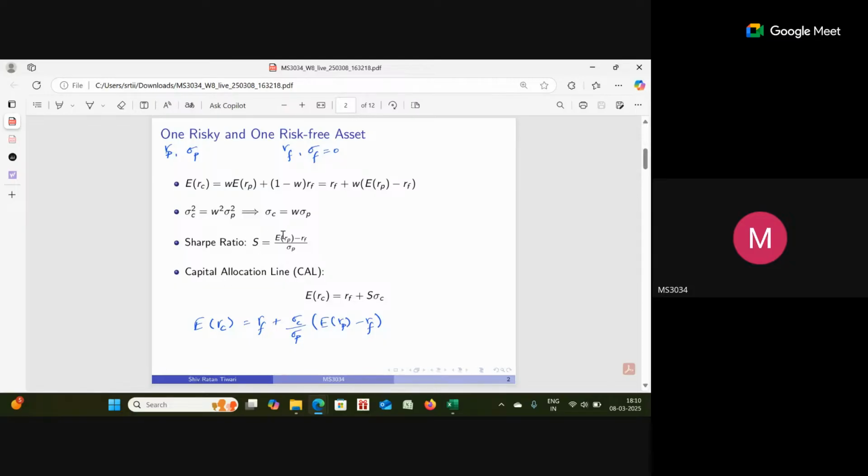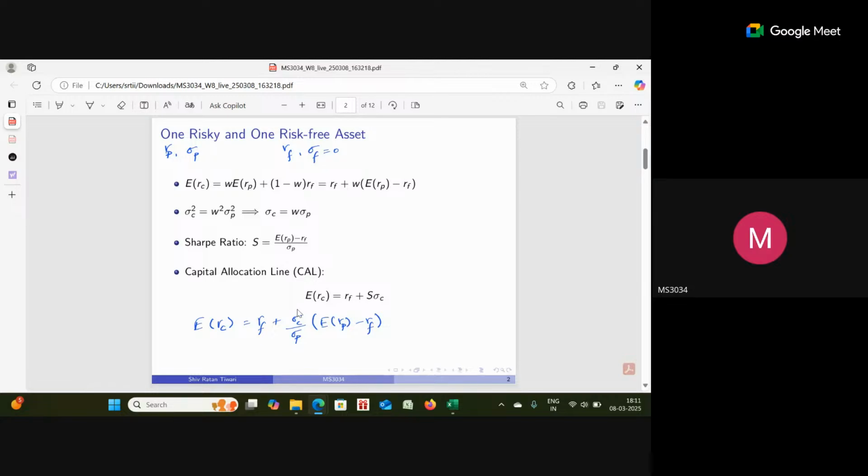Okay, so the Sharpe ratio is nothing but the difference between the asset's expected return and the risk-free rate, divided by the asset's standard deviation. That we call the Sharpe ratio. And this budget constraint which we derived in our last class, if we simplify that and look closely, then the slope of that budget constraint is nothing but the Sharpe ratio. And if we write it in this form, then we call it the capital allocation line.